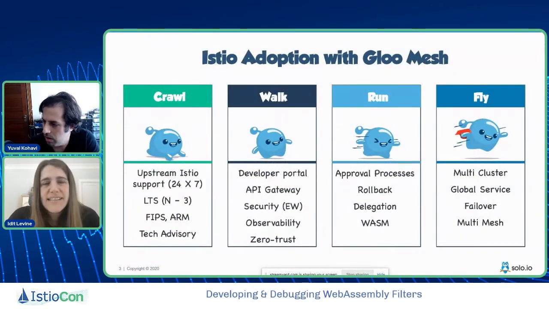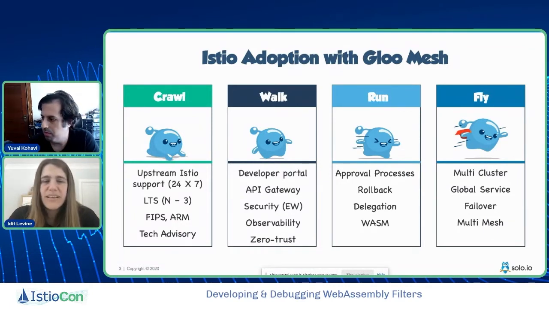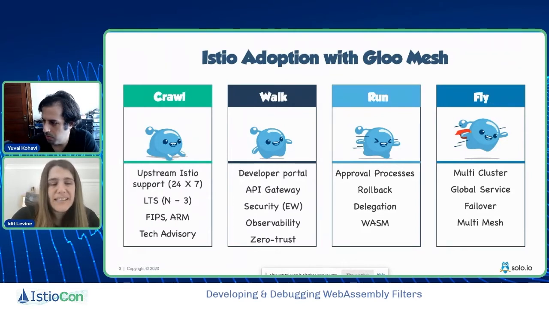Okay, let's start by talking about Istio adoption, because I think this is important and you will understand why. In a nutshell, what we see with our customers is that they take the approach called crawl, walk, run, fly. Most of the time they start with crawling, which means they take upstream Istio. They need maybe some help. Maybe they need a special flavor like FIPS on ARM. They need a lot of tech advisory.